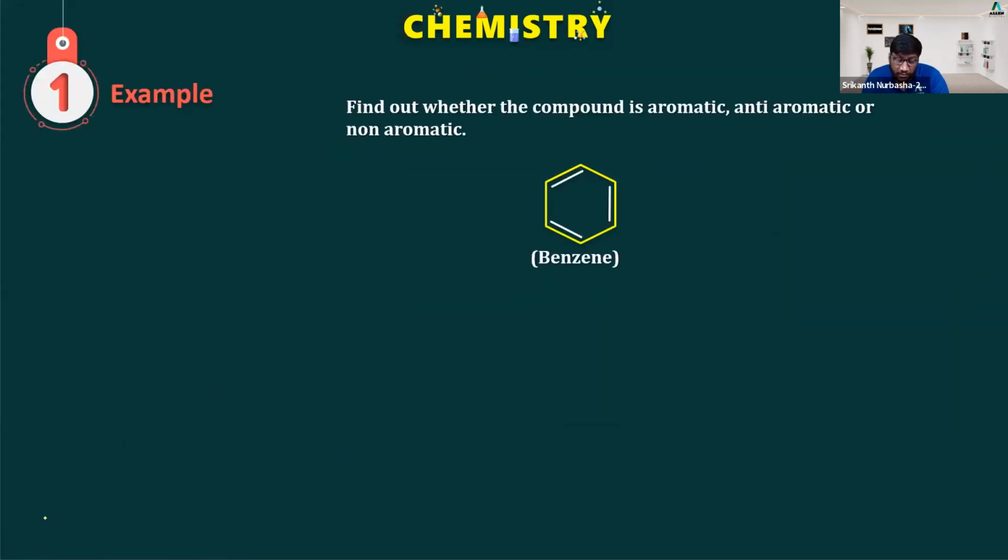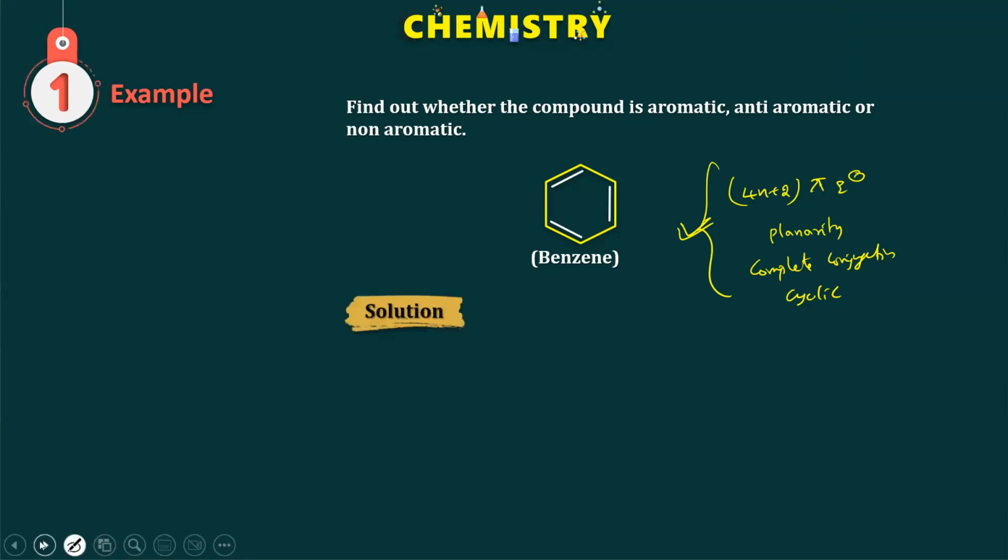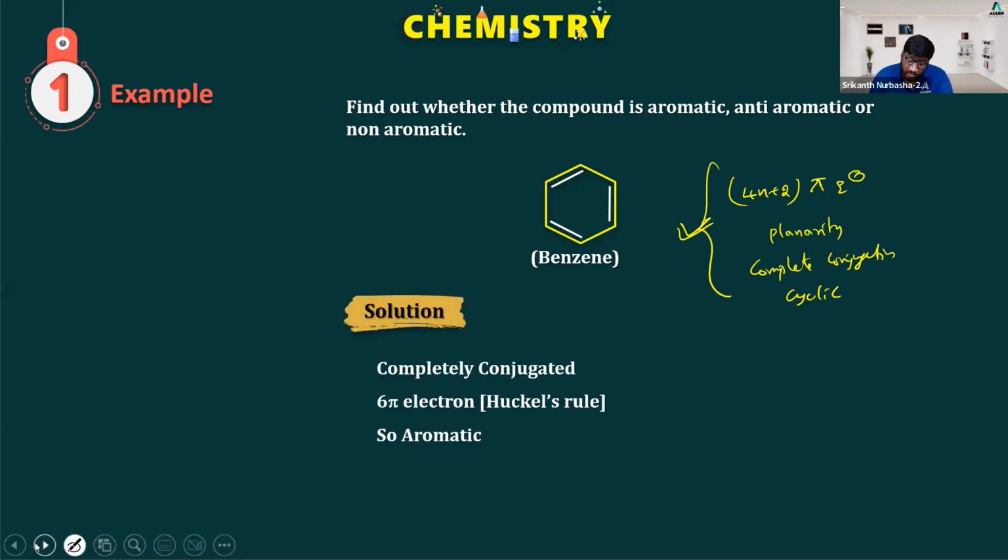I'll be giving different examples. Find out whether the compound is aromatic, anti-aromatic, or non-aromatic. Benzene. We all know benzene has 4n plus 2 pi electrons. Planarity, because every carbon is sp2 hybridized. Planarity, complete conjugation, and cyclic. All the conditions are satisfied, so benzene is going to be aromatic. Right, very good. Complete conjugation, 6 pi electrons, Huckel's rule satisfied, so aromatic.